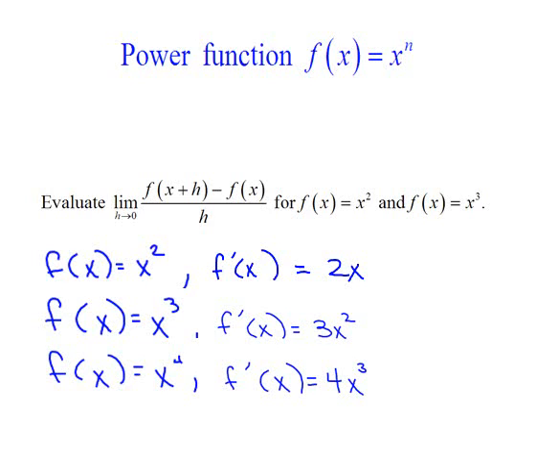It appears that the exponent becomes the coefficient of the derivative, and then the exponent decreases by 1. In symbols, the coefficient would be n, our former exponent, and when the exponent decreases by 1, it becomes n minus 1.